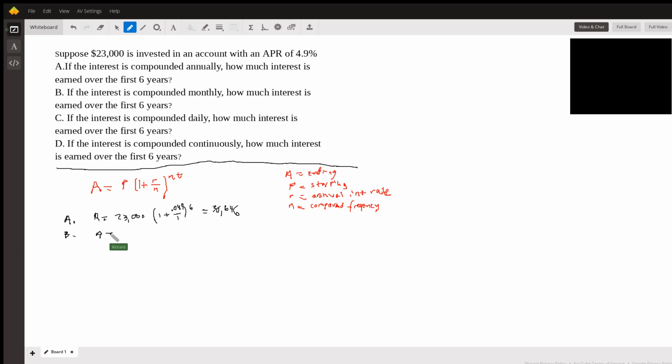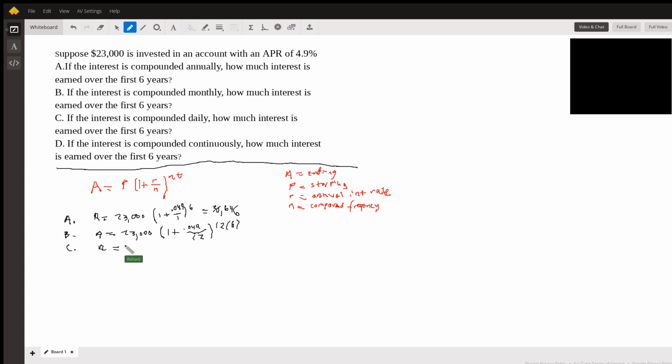Here again, we're starting with 23,000, but here we're compounding monthly. So it's going to be 1 plus 0.049 divided by 12. Monthly is 12 compound periods per year, times 12 times 6. So the work there is a little more complicated, but no big deal. And then C.